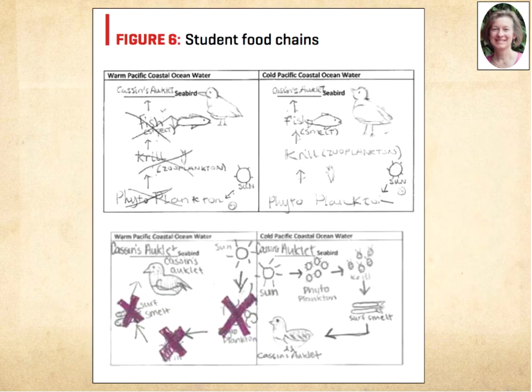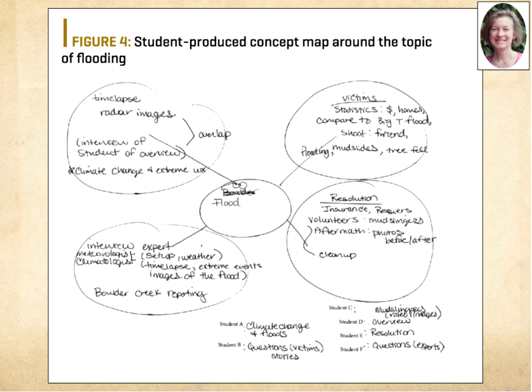So here's an example of some student work. Here are some student food chains that appeared again in the October issue, to give you an idea of what the author was talking about: food chains that the students were creating based on warm water and cold water, and they were looking at a mystery bird that had died along the beach. So this would give the reader an opportunity to see what a typical response would have been. And then here is a student concept map.